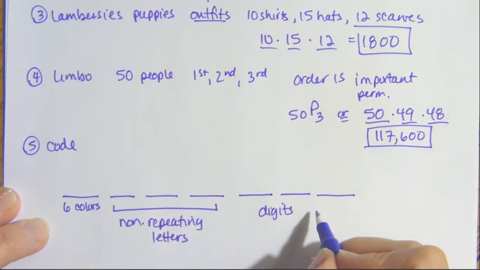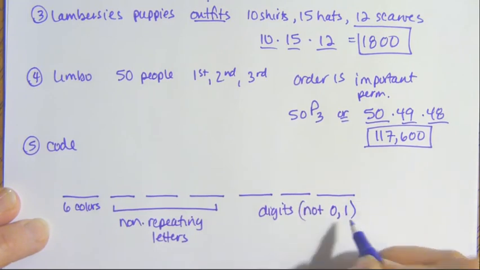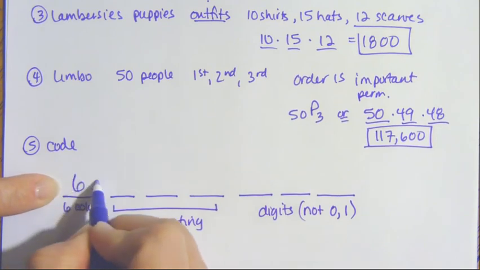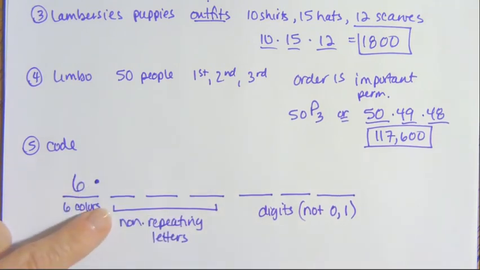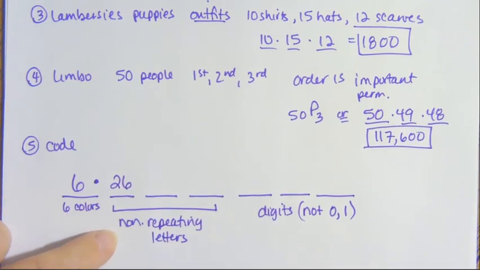And I'm just going to say, for some reason, I don't want to use the number 0 or the number 1. So not a 0 or a 1. So in this spot, there's 6 colors to pick from. Think about that. There's 26 letters in the alphabet. So there's 26. Once I use a letter, I cannot repeat it.